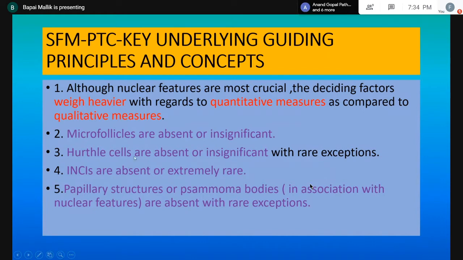Hürthle cells in this category are usually absent or insignificant unless you are dealing with something like a Hürthle cell or an oncocytic variant of a papillary thyroid carcinoma or an oncocytic variant of a medullary carcinoma, which comes in very, very rarely in this particular group. Intranuclear cytoplasmic inclusions are absent or extremely rare. Most of the time when you are going to put things under this category, things usually fall short of a papillary thyroid carcinoma, and that's because intranuclear cytoplasmic inclusions are rare or absent. And also, papillary structures or psammoma bodies in association with the nuclear features are also absent with very rare exceptions. So these are some of the key underlying fundamental concepts of this particular group.